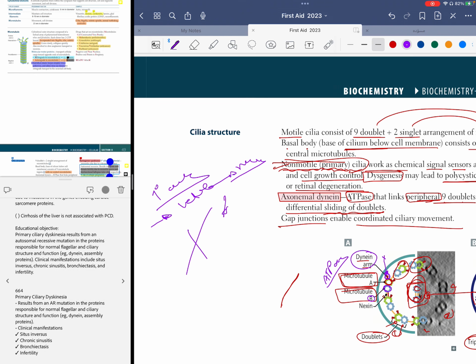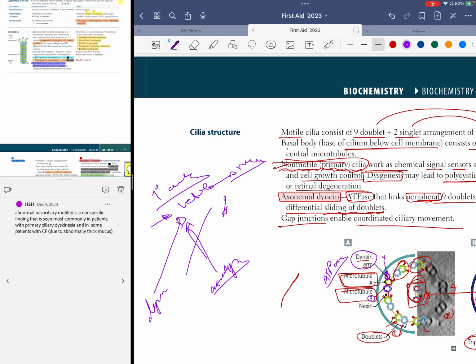Okay, so primary ciliary dyskinesia results from an autosomal recessive mutation in the protein responsible for normal flagellar and ciliary structure and function, just like the dynein or assembly proteins. So primary ciliary dyskinesia could be due to a problem within the dynein or a problem with the assembly proteins. The clinical manifestations include situs inversus, chronic sinusitis, bronchiectasis, and infertility.